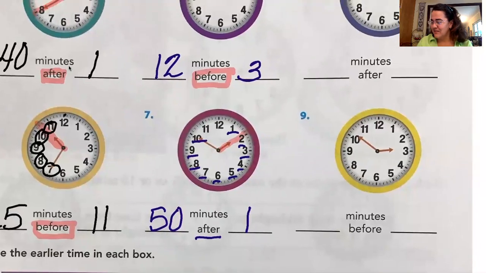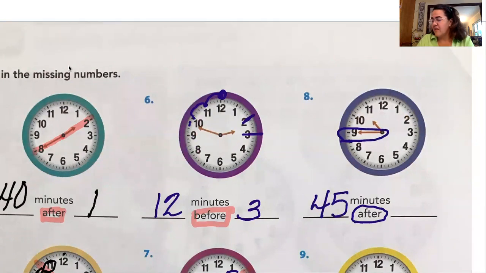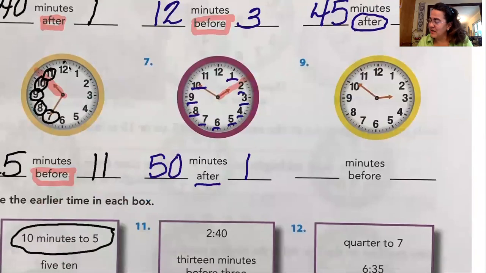So let's go ahead and look at number 8. Number 8, we have how many minutes after what hour? Remember, we have to look. We want after the hour. So how many minutes? If we're pointing the minute hand to the 9, we know the 9 is 45 minutes after. 45 minutes after what? Our hour hand is pointing between the 10 and 11, so it hasn't been 11 o'clock yet, so it's 45 minutes after 10. Awesome possum. Let's keep going.